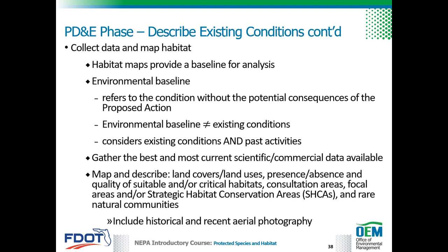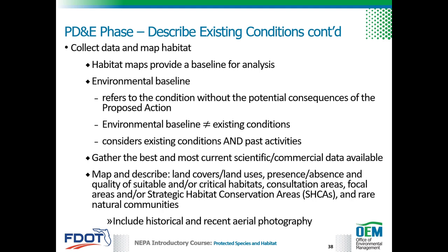Habitat maps provide a baseline for analysis of species presence or absence and potential impacts. The starting point for an effect determination is the environmental baseline. The environmental baseline refers to the condition of the listed species or its designated critical habitat in the action area, without the consequences to the listed species or designated critical habitat caused by the proposed action.